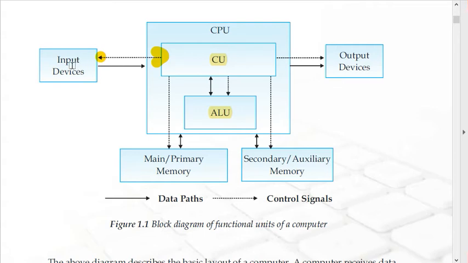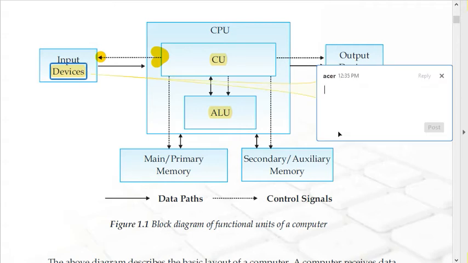Now see, as soon as I have given the two numbers, 2 and 3, to this input unit, this is the input unit, this is the output unit. Instead of devices, you can write input unit. Whenever you make the diagram, just write down unit instead of device.